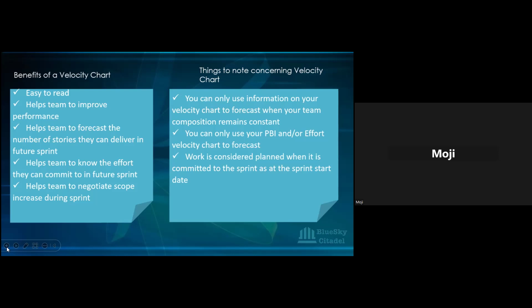And the last one is your work is considered planned when it is committed to the sprint at your sprint start date. So the light green bar that we see will only show on your chart if you move all your stories to committed and you move them into sprints on the day of your sprint planning. So let's assume you finish your sprint planning, and as a scrum master, you're thinking, oh, I'll just do the budget tomorrow. There are other things I need to do. You won't find that planned bar once it's past your sprint start date. So you need to be aware of that. You need to consider that also in whatever you're doing.